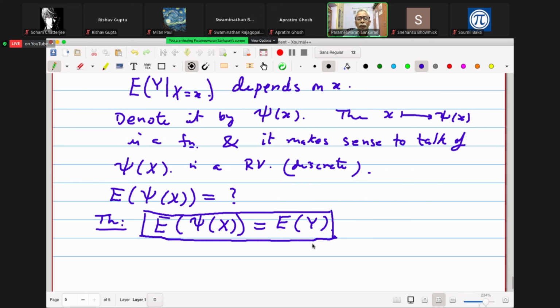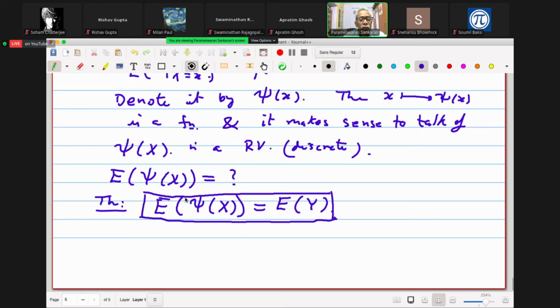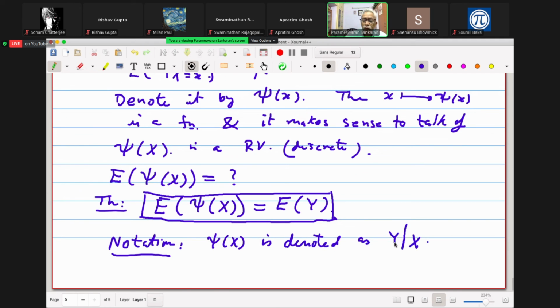It's an important result. I don't want to squeeze the proof into the remaining 3-4 minutes, but let us say this. There's a notation, and this notation psi of x is good to understand, but it doesn't bring out the dependence on Y. So, notation, I'll talk about it more in the next lecture. Psi of X is denoted as the expectation of Y given X. That's it.